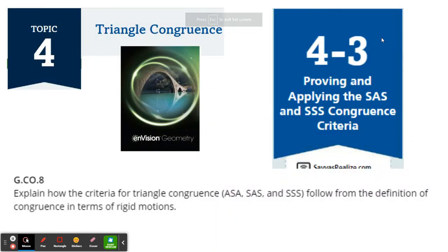Hello, geometry, and welcome to lesson 4.3, proving and applying the SAS and SSS congruence criteria. When we try to prove triangles congruent, there are multiple ways we do that, and SAS and SSS are two of those ways. When you see the letter S, you should be thinking of the word side, and when you see the letter A, you should be thinking of the word angle. So SAS, 2 sides and an angle.